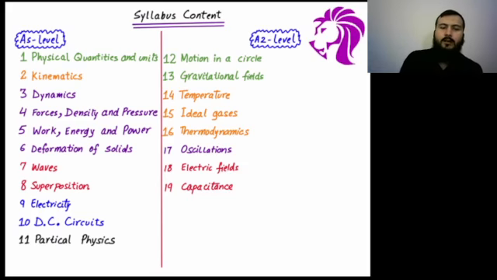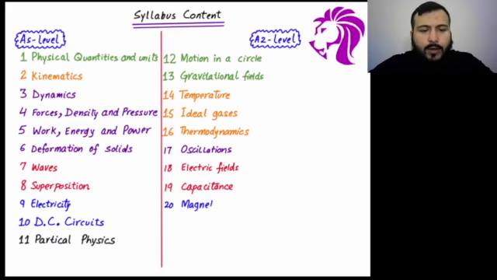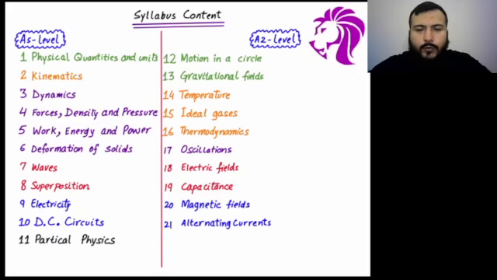Then when I talk about capacitance, it's a complete new topic. Then you have magnetic fields and alternating currents. Alternating currents, you would have a little idea from your IGCSEs, but not much. It has many new concepts, but these alternating currents have some concepts overlapping from oscillations.